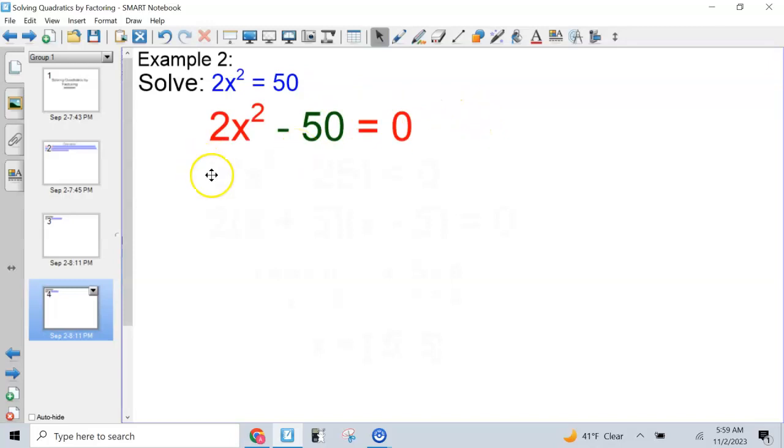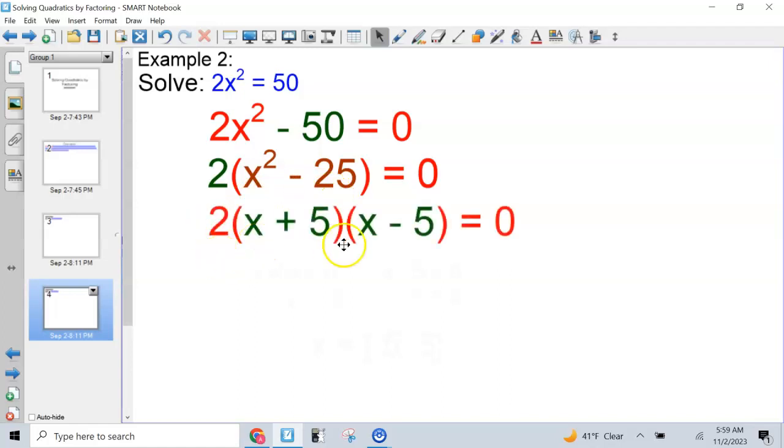Then I'm going to factor. There's a GCF of 2. The inside is further factorable. That's the difference of squares. So it'll be x and 5. So it's going to be 2 times parentheses x plus 5, parentheses x minus 5. And now we're fully factored.